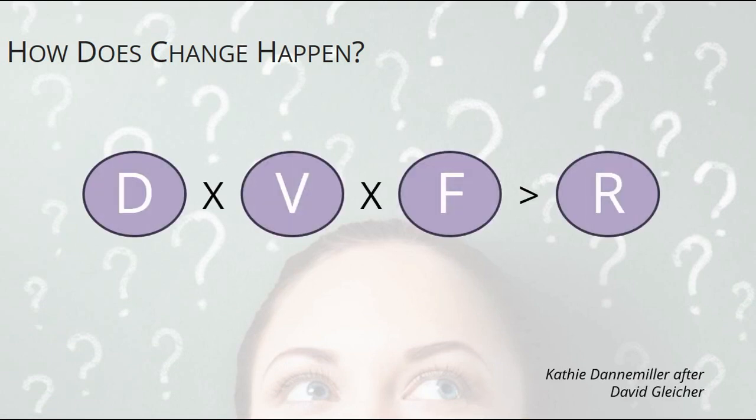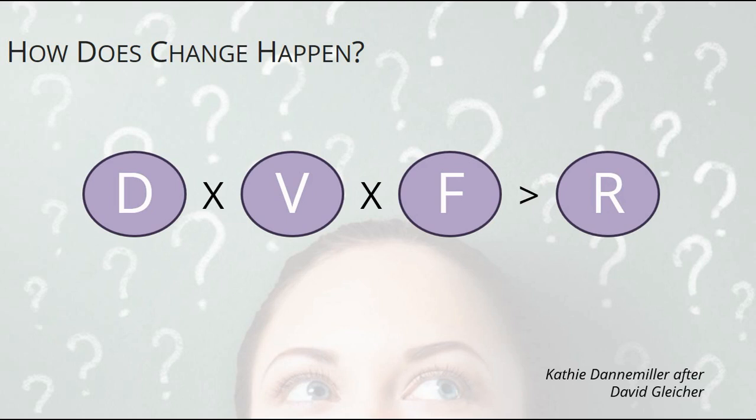And in order to do this, I'm using a model which was developed first by David Gleicher, and then Kathie Dannemiller took it a stage further, and I learned about this probably about 20 years ago. Essentially what the change equation or change formula says is that you've got to get three things right in order to overcome the challenges that you might face on the right hand side of this equation.